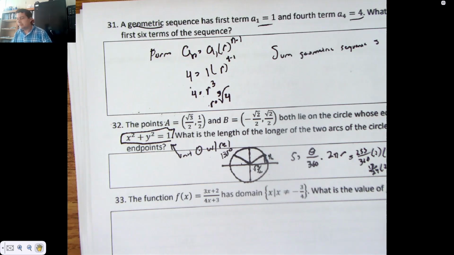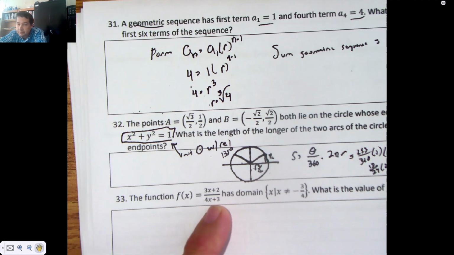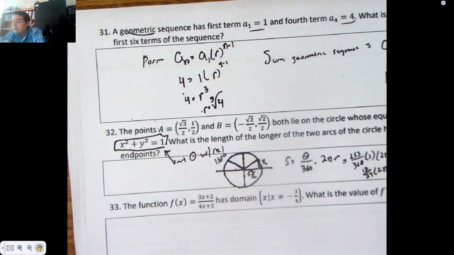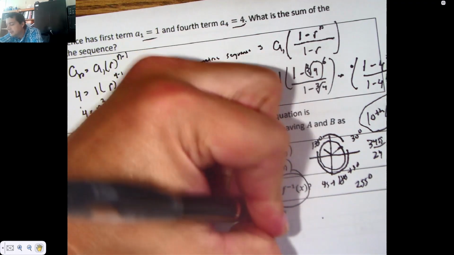The function f of x equals 3x plus 2 over 4x plus 3 has domain all values of x such that x is not negative 3/4, because if x was negative 3/4, that would be 0, and you would be dividing by 0. What is the value of the inverse of f of x? That's what they're actually asking you to find here. I want you to find the inverse.